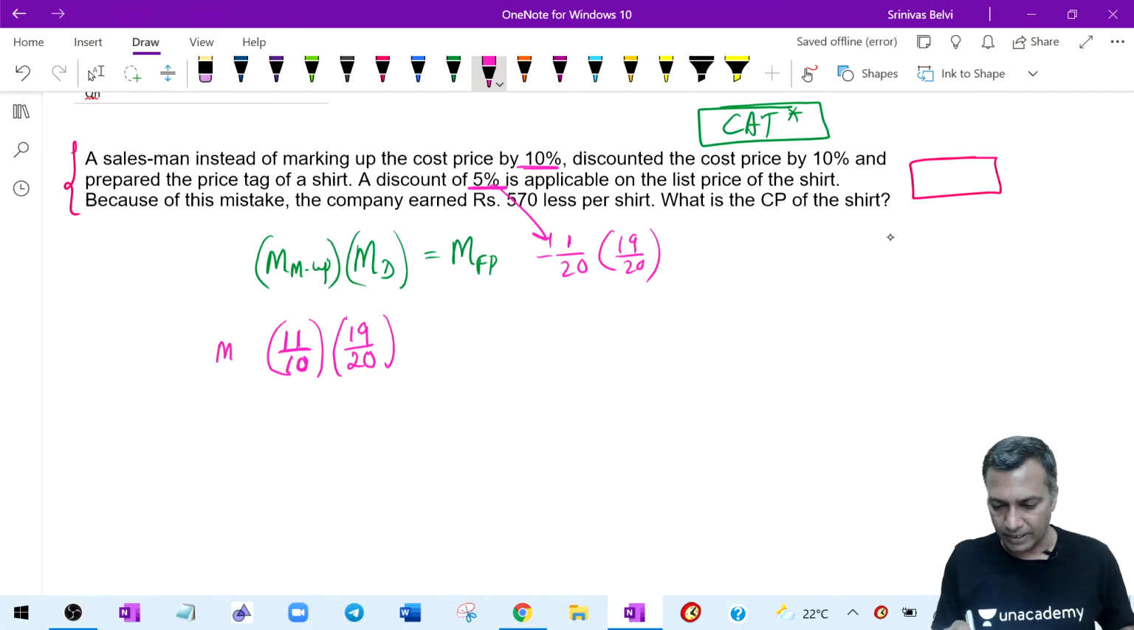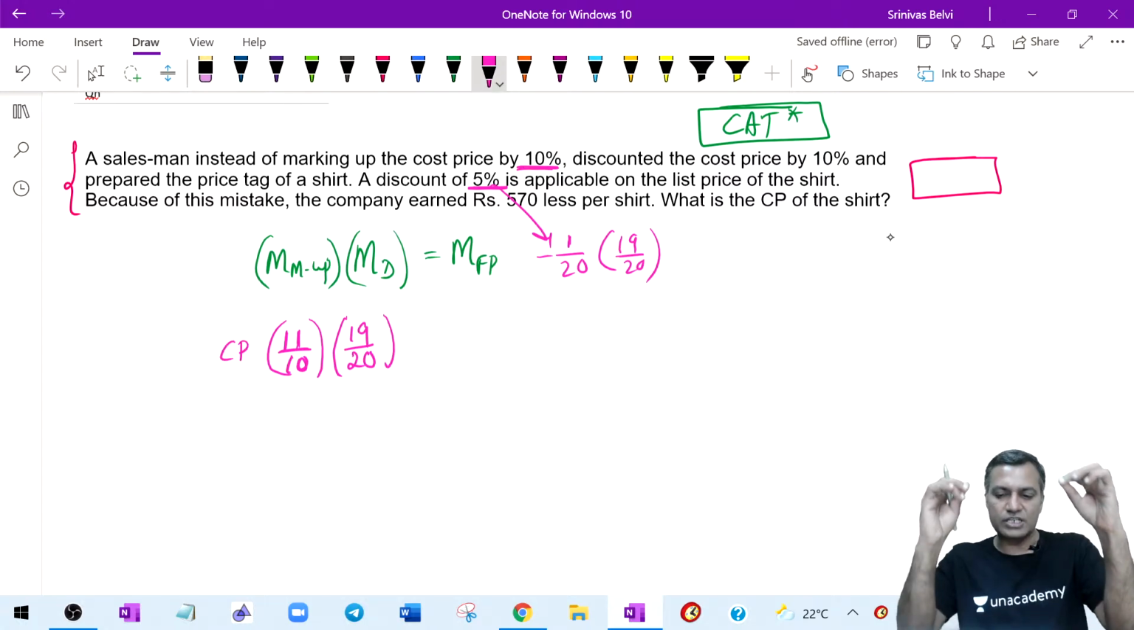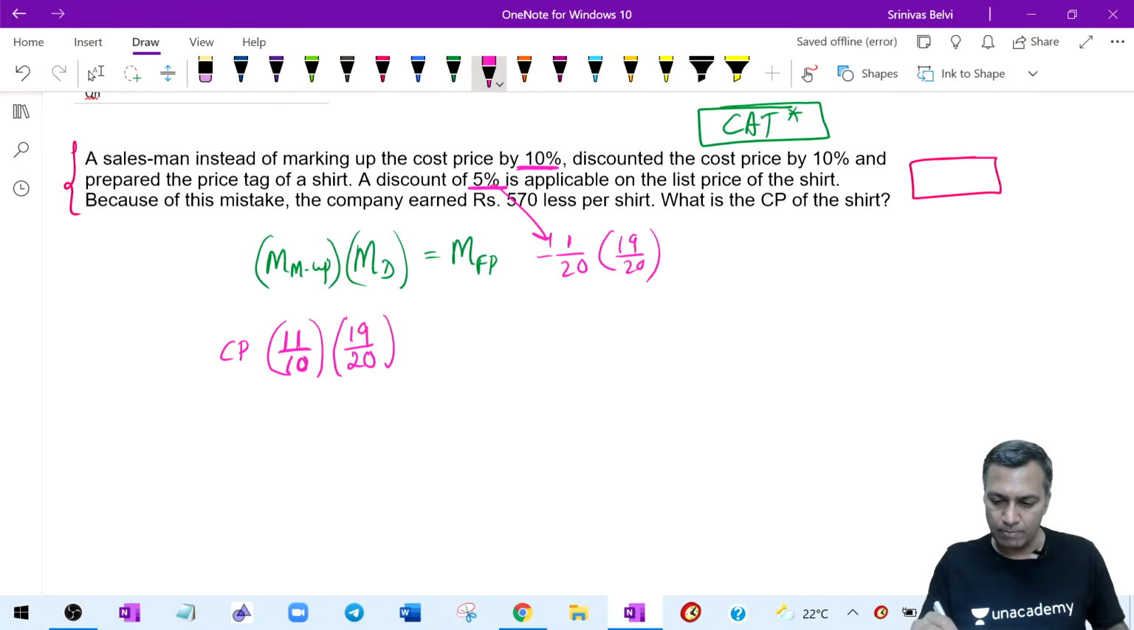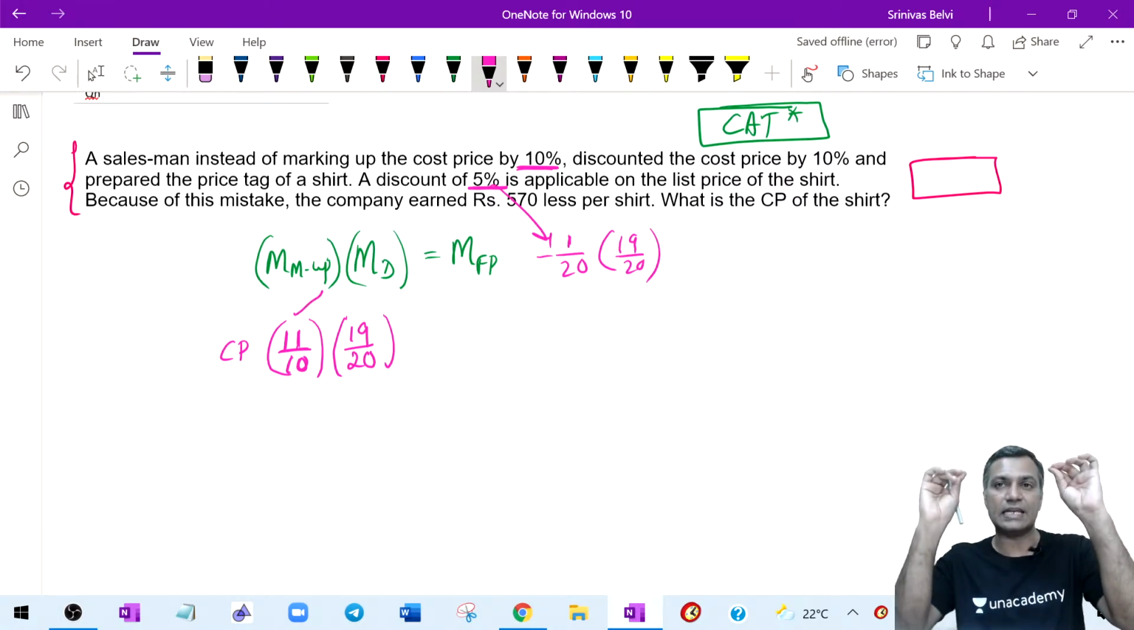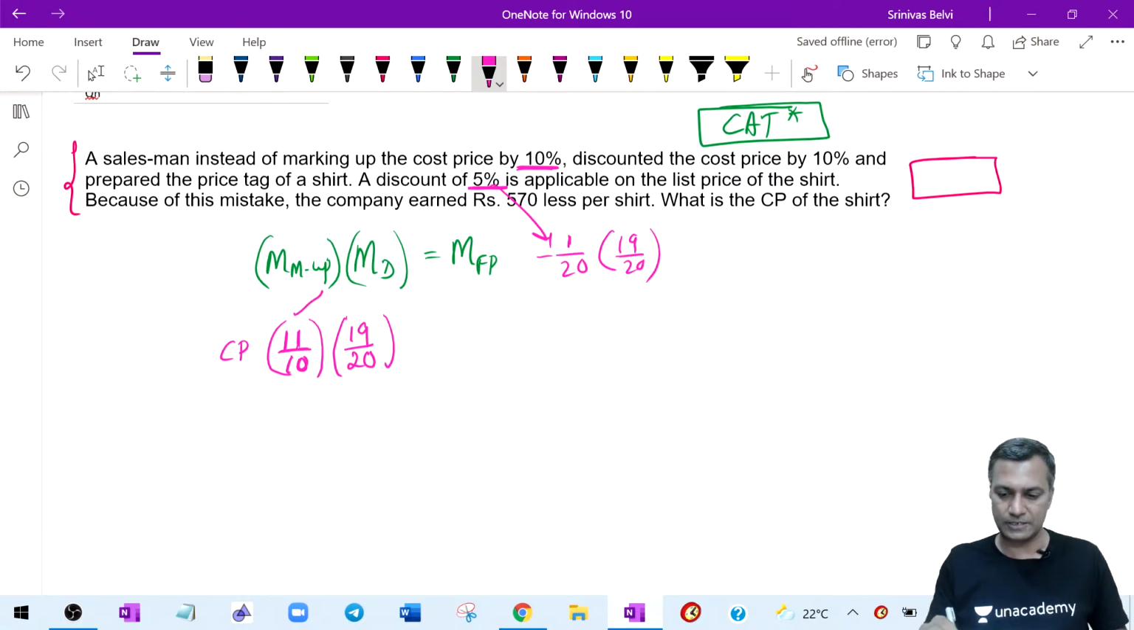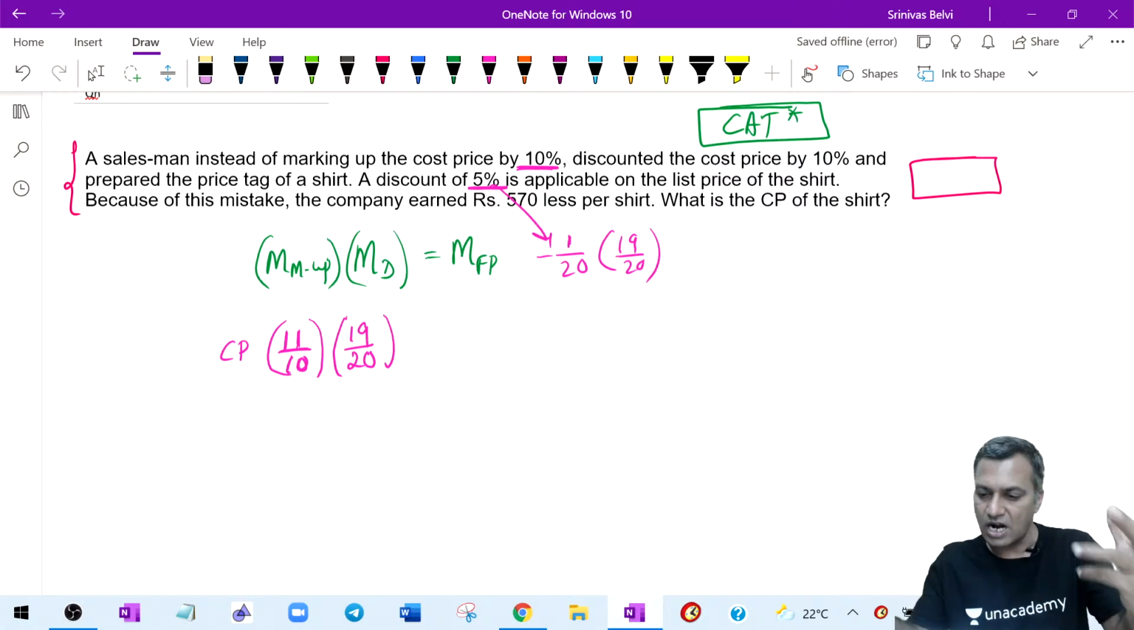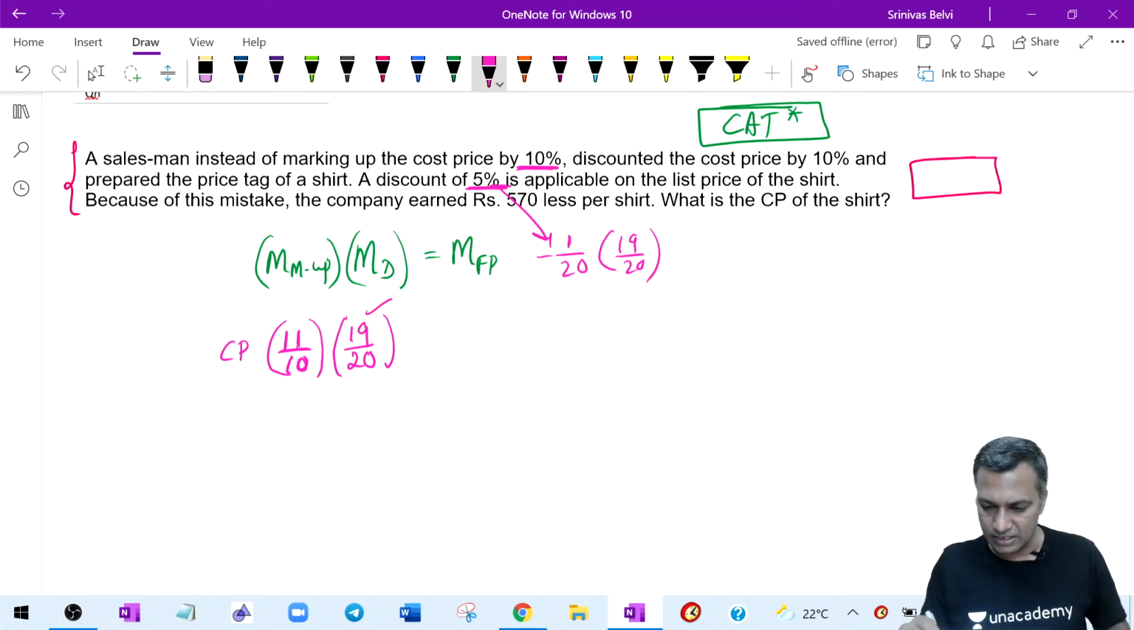There is a mark price. Marking up is happening of 10%. There is a cost price. This is what is supposed to happen on this cost price. He will mark it up by 10%, which means he will make it 11 by 10 times the cost price. And then he will give a discount of 5%. That is nothing but 19 by 20, which ideally becomes the first case scenario of the selling price.